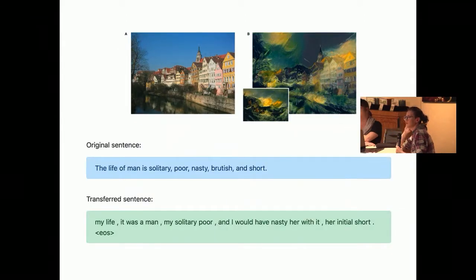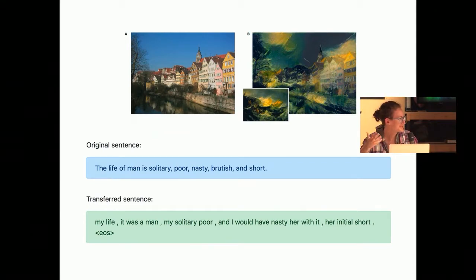And so here's an example of what our system does. Here's a famous line from philosophy: the life of man is solitary, poor, nasty, brutish, and short. And we said, okay, let's rewrite this sentence to have way more personal pronouns. This is very philosophical and lofty. Let's make it really personal and narrative. So you tell the system, rewrite this sentence, keep as many of the words as possible, insert five personal pronouns. And it says, my life, it was a man, my solitary, poor, and I would have nasty her with it, her initial short. So this is doing something, right?